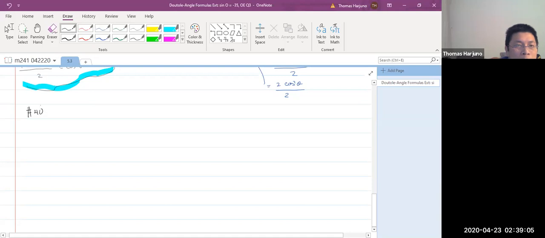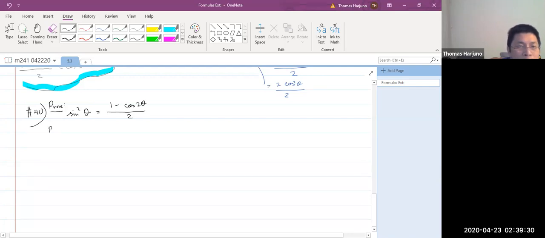Another power reduction formula is sine squared theta equals 1 minus cosine 2 theta over 2. Now, let me ask you to prove this. I give you 4 options.